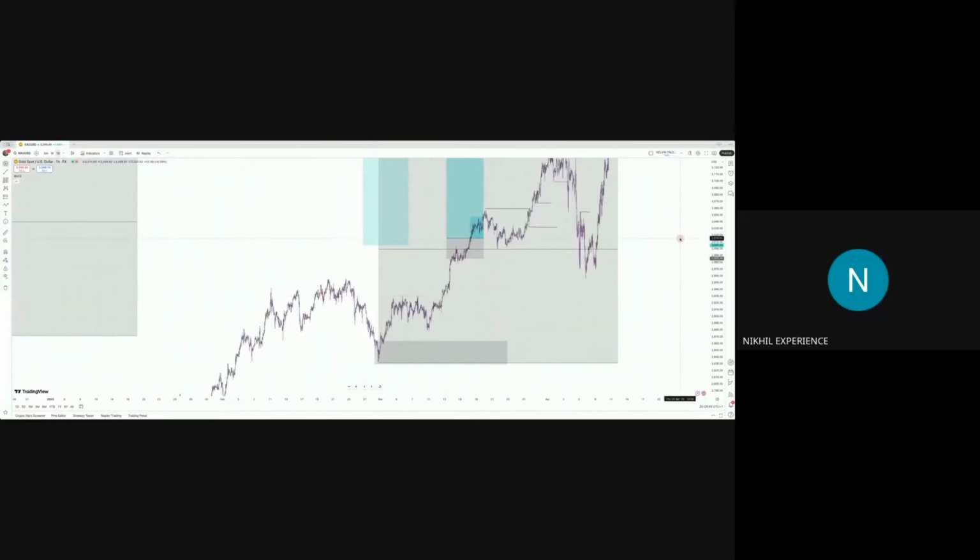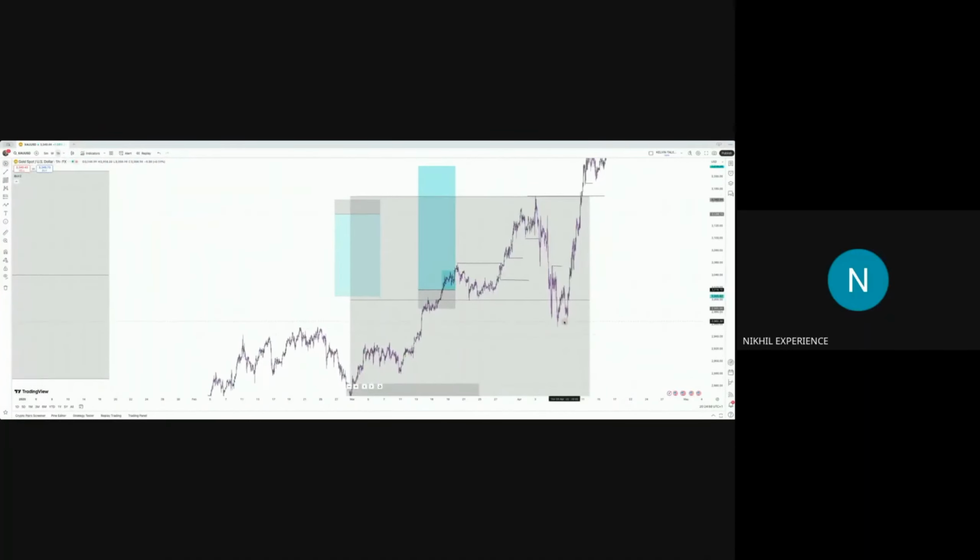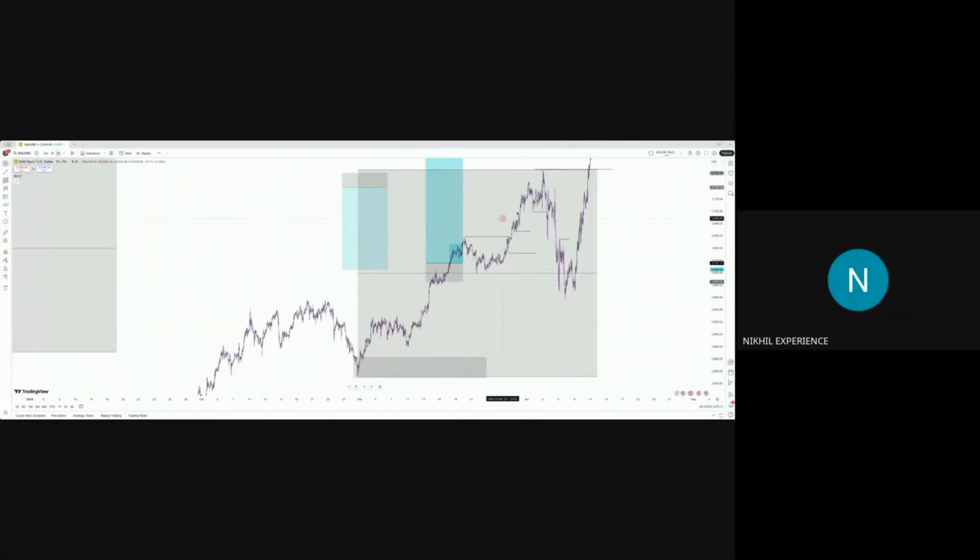But that's not the case. What am I trying to say here? What I'm trying to say is, when I get my swing low and this swing high, I am working with this leg, not the past, this leg. This is my trading range.